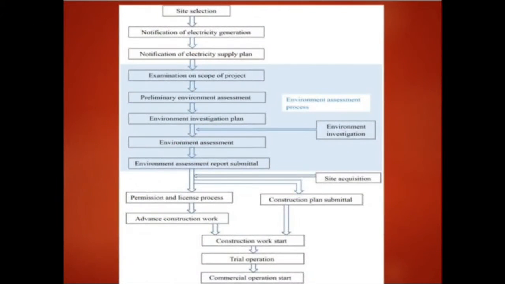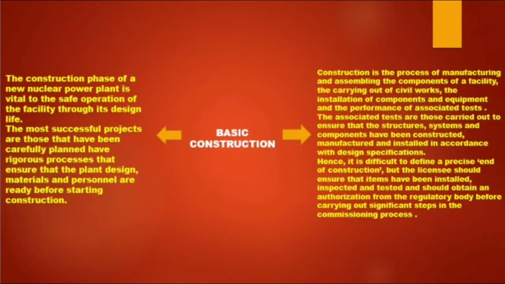This is the procedure of construction of a nuclear power plant. Basic construction: the construction phase of a new nuclear power plant is vital to the safe operation of the facility through its design life. The most successful projects are those that have been carefully planned, have rigorous processes that ensure that the plant design, materials and personnel are ready before starting construction.